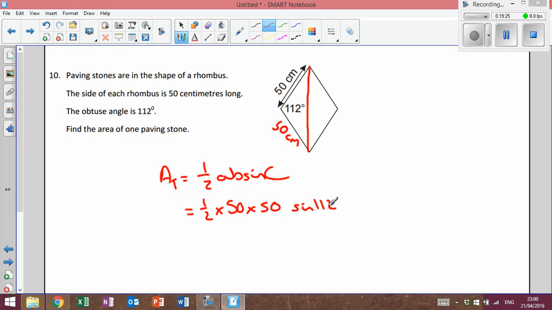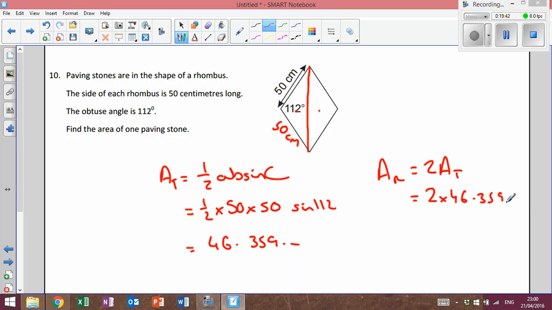Okay, which is 46.359 and so on. So the area of the rhombus equals 2 times the area of the triangle. Okay, we're doubling that because we've got both sides. So 2 times 46.359. Keeping your calculator, just multiply by 2 to keep your accuracy. Okay, so that's 92.718, and so on. I'll give it to 3 figures, so 92.7 centimeters squared.